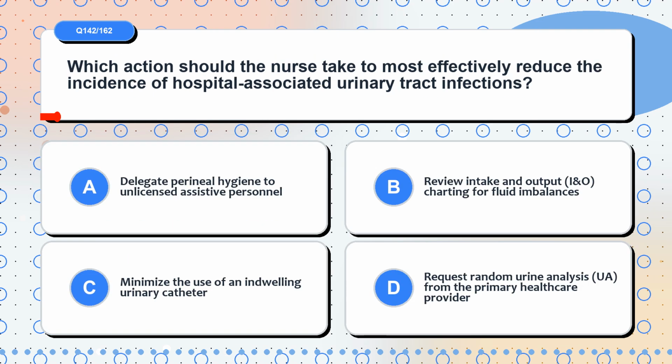Question 142. Which action should the nurse take to most effectively reduce the incidence of hospital-associated urinary tract infections? Here are the options. Option A, delegate perineal hygiene to unlicensed assistive personnel. Option B, review intake and output, I&O, charting for fluid imbalances. Option C, minimize the use of an indwelling urinary catheter. Option D, request random urine analysis, UA, from the primary healthcare provider.